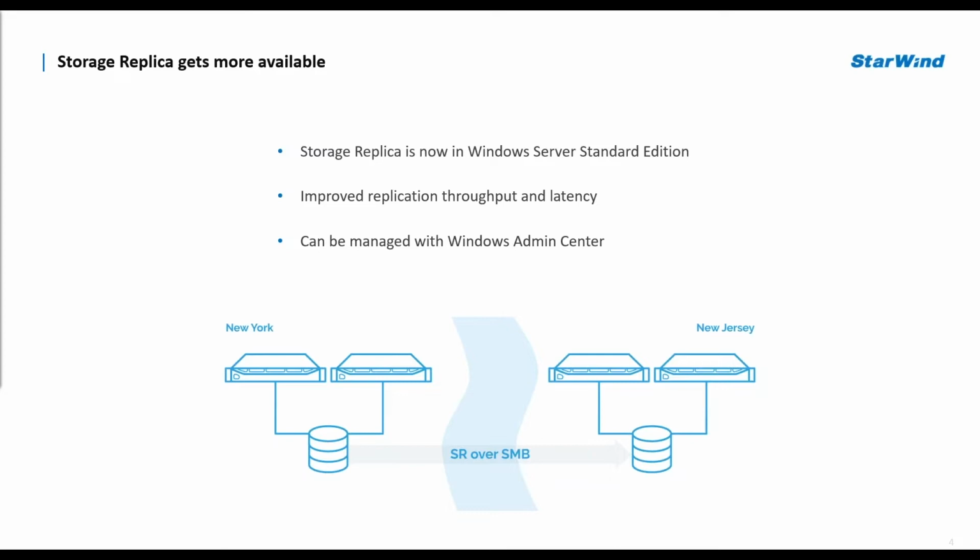So storage replica in Windows Server Standard Edition can replicate only one volume with the total size of up to 2 TB. And of course, it can replicate to only a single partner as standard instead of the unlimited number. So that's basically all that Microsoft allows us to do with storage replica in Windows Server 2019 Standard Edition.